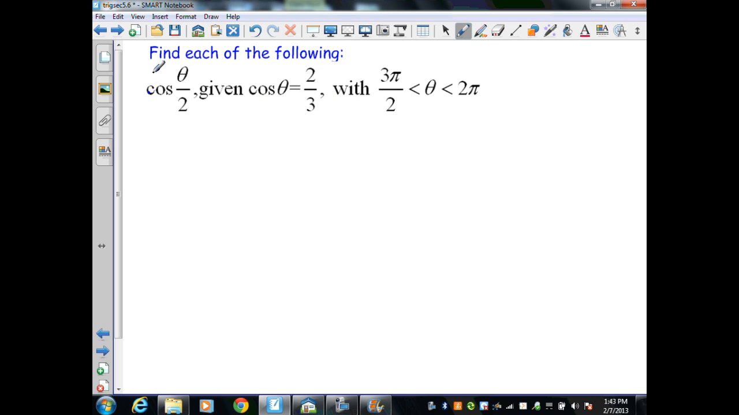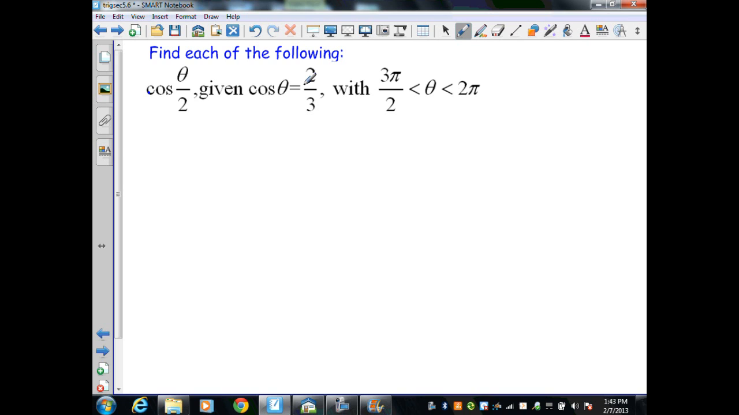Here they want me to find each of the following. I want to find the cosine of theta over 2, given the cosine of theta equals 2/3. In other words, this would be a over 2, and this would be our a. So what I want to do is first determine where our angle is going to lie.